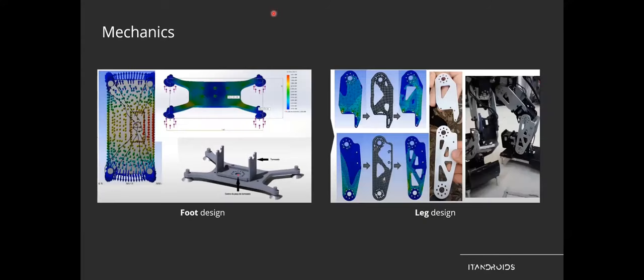Well, then we have our foot and leg design. Both of them were made with the SolidWorks software, and we conducted some structural analysis and optimizations, both of mass and structure, in the sense of resistance and strength of the parts. So we could have a model that is light and strong at the same time and optimize our robots.